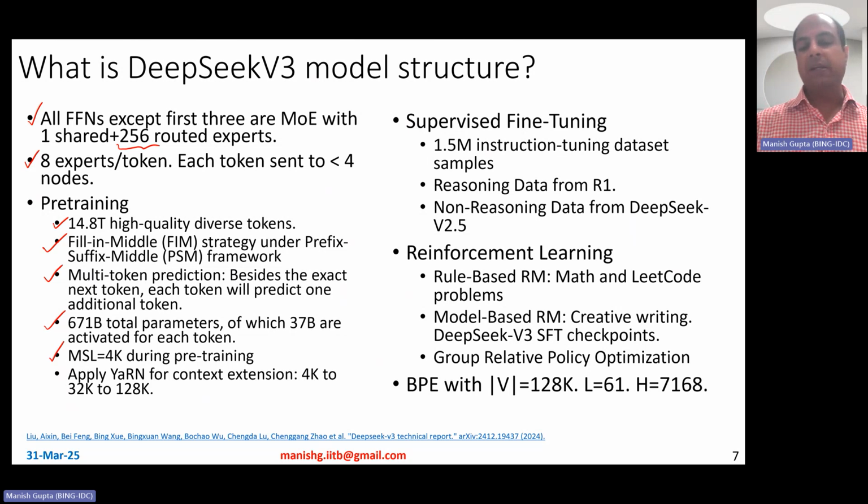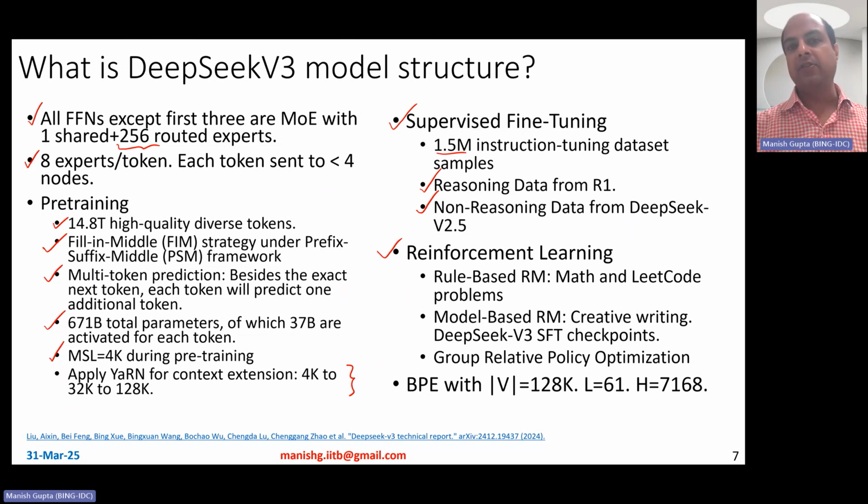token. They pre-train with just a 4K max sequence length, but then they apply YaRN, which has become popular for context extension these days, to extend this context length from 4K to 32K and then 128K in 2 stages. So after pre-training, they do supervised fine-tuning and also reinforcement learning. Supervised fine-tuning is done using 1.5 million instruction tuning dataset samples, where they obtain most of the reasoning dataset samples from R1 series of models and non-reasoning dataset from their DeepSeek-V2.5 model.